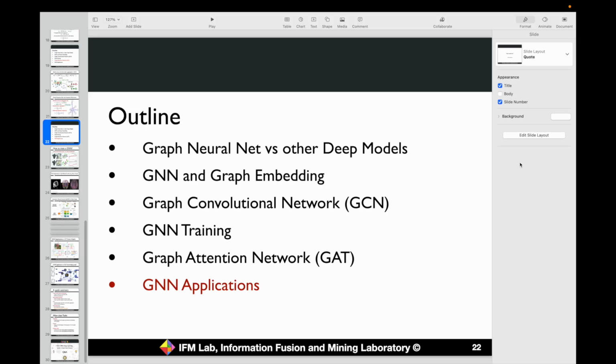Okay, so last, let's talk about how to use the GNN for solving some application problems. We have mentioned we can solve the nodal classification or the graph classification already, right? And in the last part of the talk, we want to illustrate some other application tasks we can solve with graph neural networks.